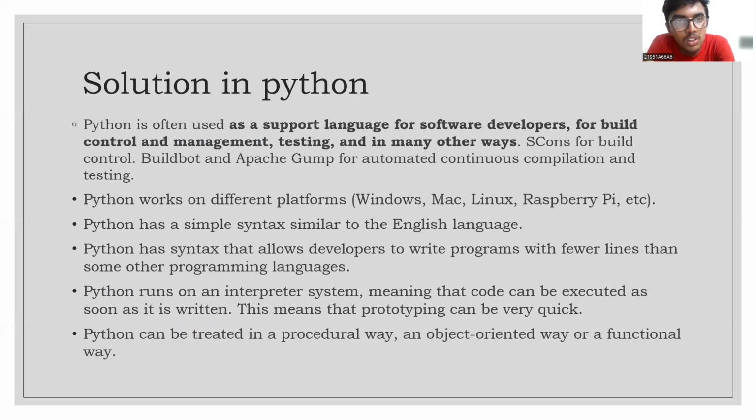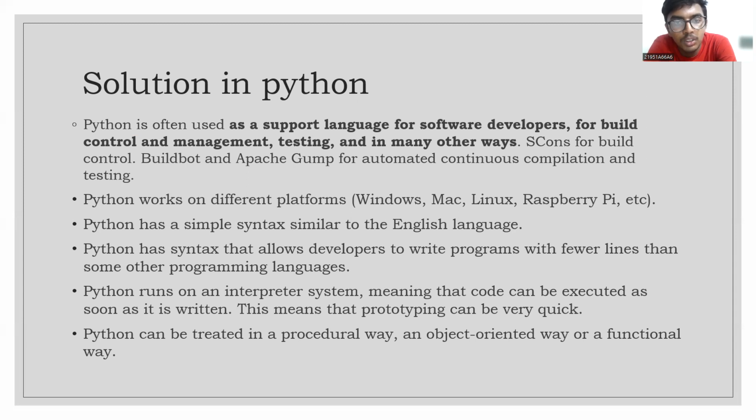The next, the solution in Python. Python is often used as a support language for software developers for build control and management, testing, and in many other ways: SCons for build control, Buildbot, and Apache Gump for automated continuous compilation and testing. Python works on different platforms such as Windows, Mac, Linux, etc.